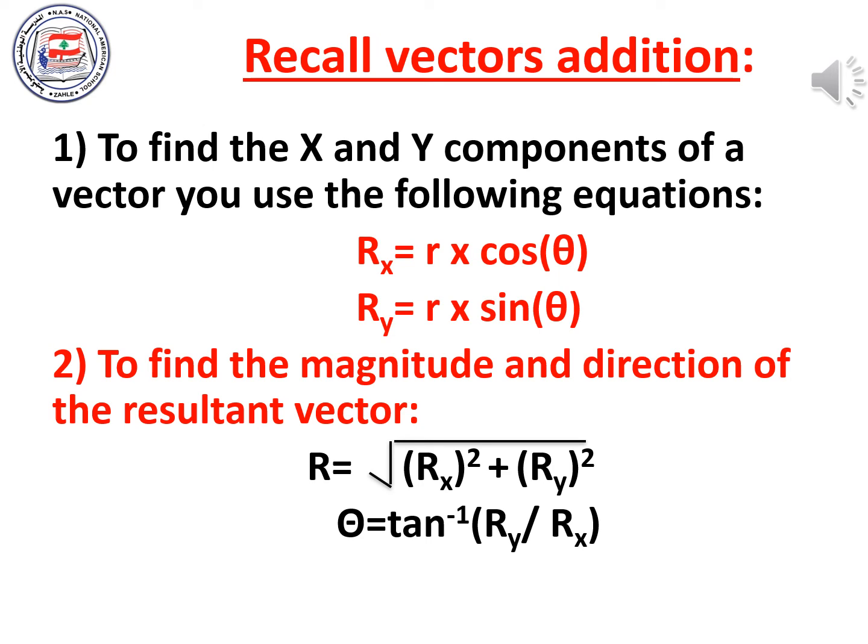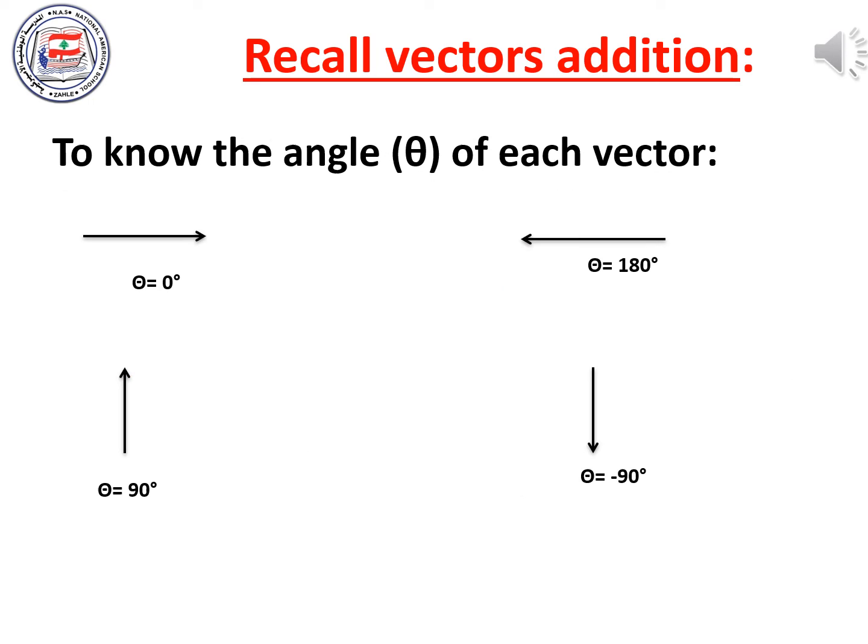Tangent inverse, when we want to put it on the calculator, we press shift tangent and not tangent to the power minus 1. Shift tangent, we get tangent inverse, and then we put the values of the y component over the x component. In order to know the angle of each vector, you follow the rules that I stated in front of you. First, if the vector is horizontal to the right, the angle is 0 degrees.